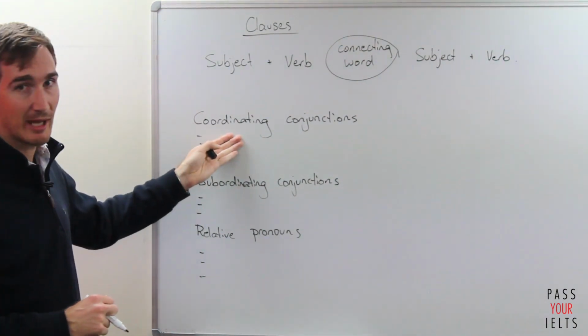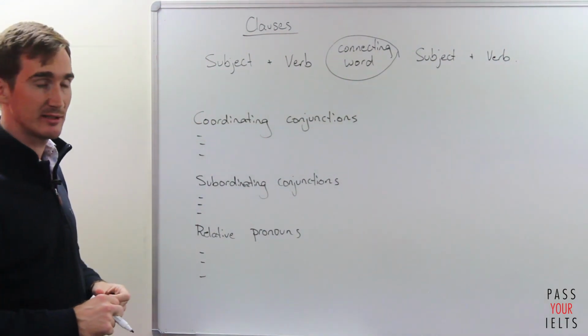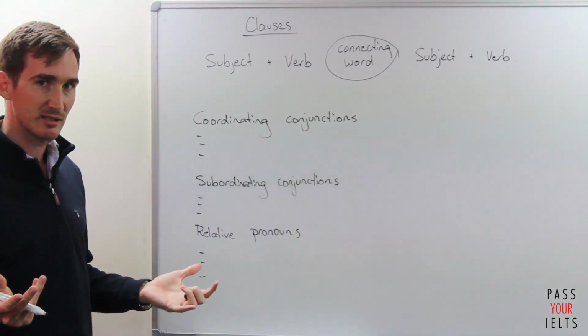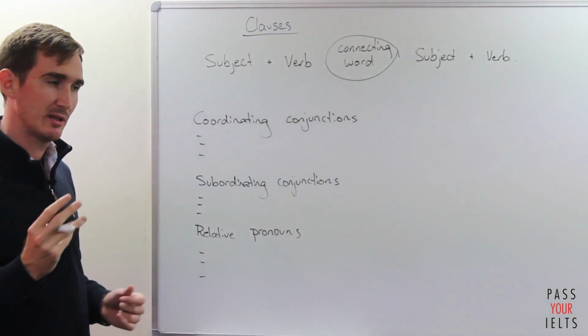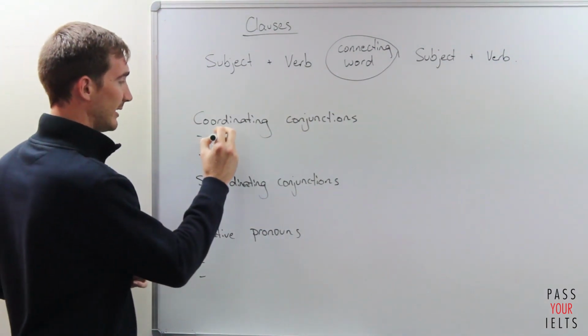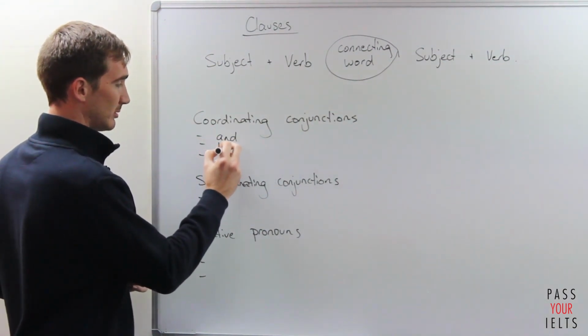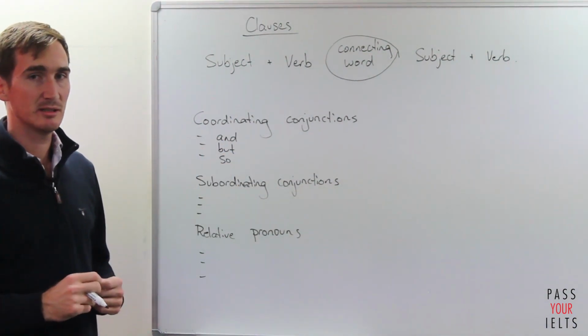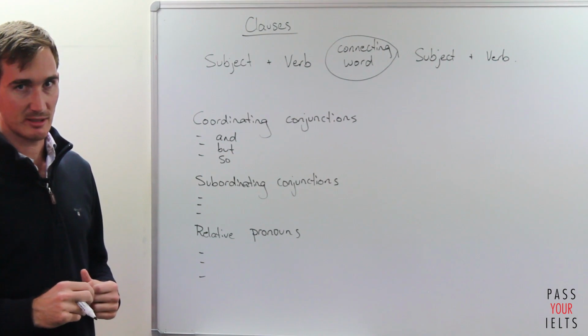So firstly, what we have is coordinating conjunctions. Now, you might know what these coordinating conjunctions are. There's several of them, but there's three that are the most common that we use. They are and, but, and so. There are also other conjunctions, and these are known as subordinate conjunctions.